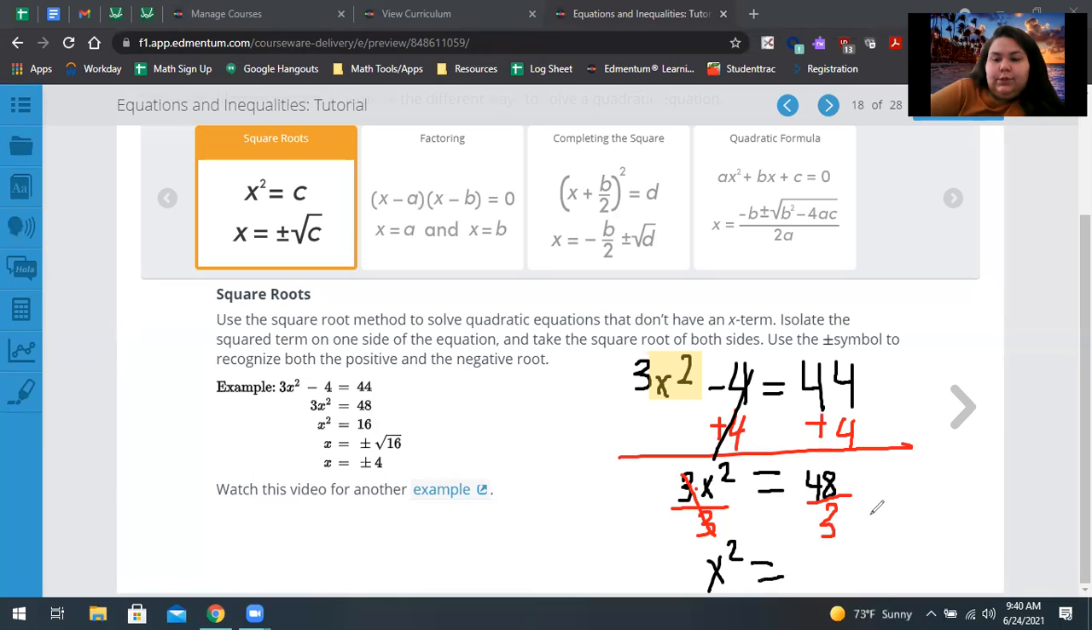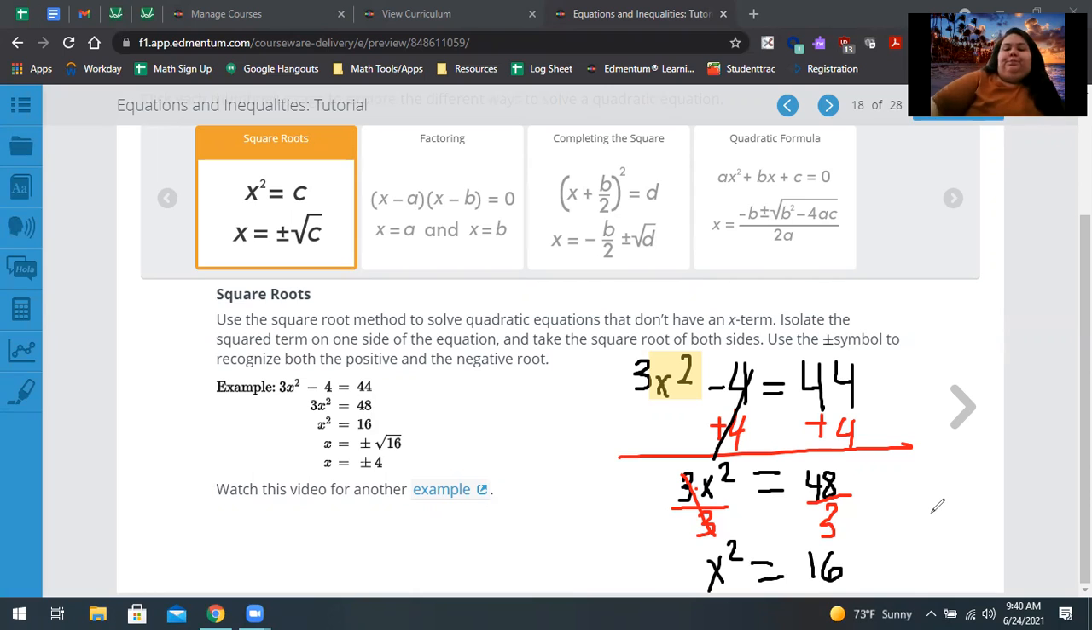And that's going to equal 16, that is 48 divided by 3. So now, again, this is why they call it the square roots, because you only have just the variable x squared. Sometimes you're going to have more terms where you have a term with an x squared and x. That's going to actually set us up for a different setup.